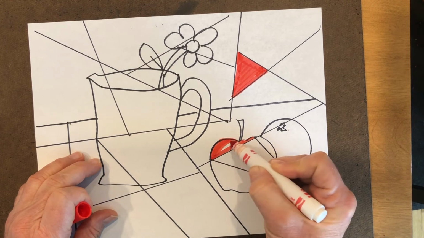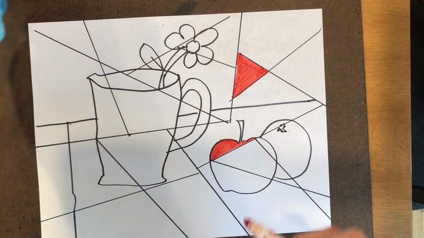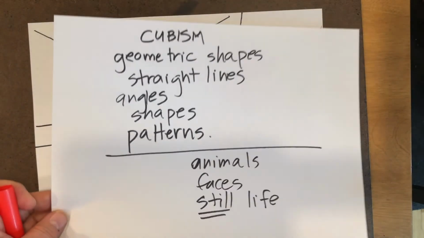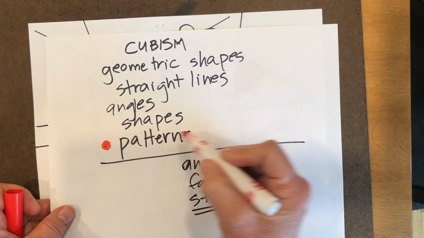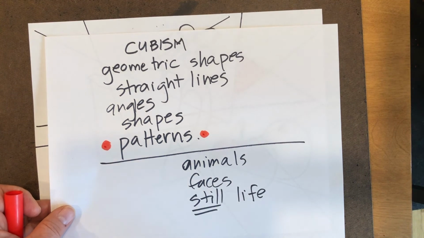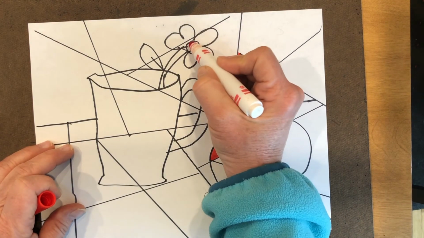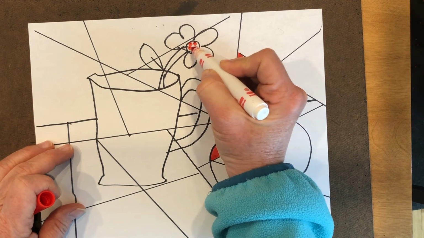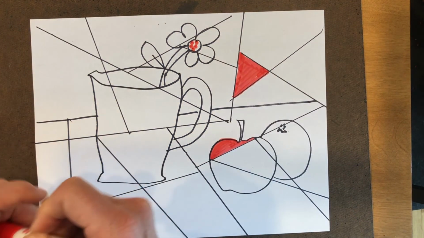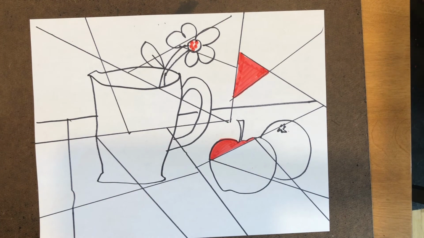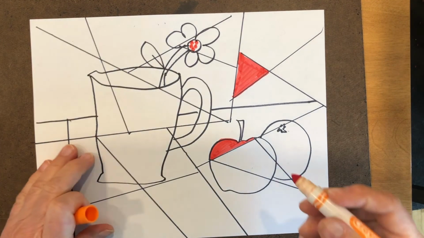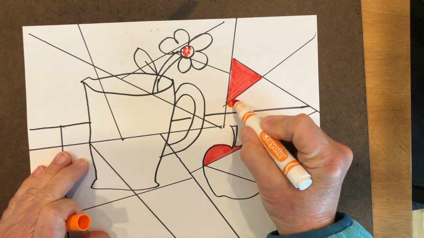And one of the things that we mentioned before was that there are patterns on a lot of those. So I might go in and make some patterns in some of my areas. Let's get some more colors. Let's see, I'll put a pattern here.